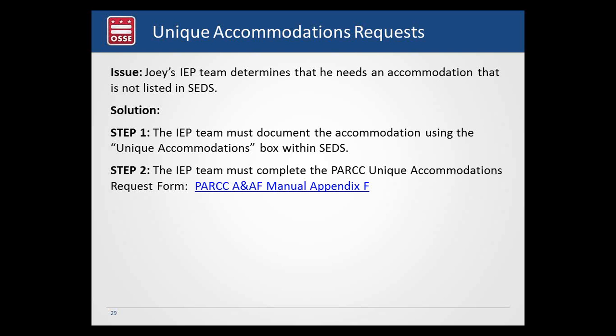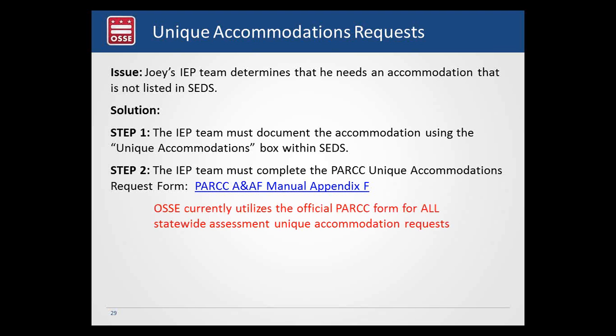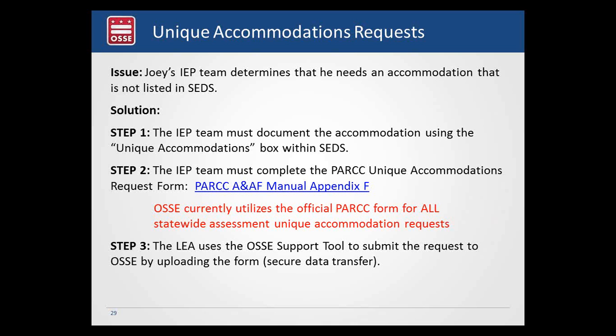Now, OSSE does not have its own unique accommodations request form. We may develop one in the future, but for the present time, what OSSE has decided is that we will accept the PARCC unique accommodations form and consider that request to be not just for PARCC, but for any other statewide assessments that you list on the form. So again, we currently utilize this official PARCC form, but consider it for all statewide assessments. So if you need a unique accommodation for the science assessment or the alternate assessment, you would still use this PARCC form, and we will consider it for other assessments.